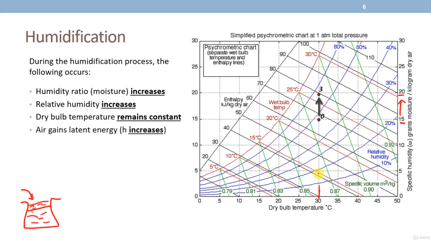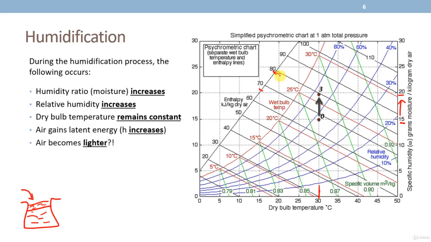The air gains latent energy. Enthalpy again increases from 67 to around 80 kilojoules per kg. So with both sensible heating and humidification, the air will gain energy. Just that one is sensible energy, the other one is latent energy.